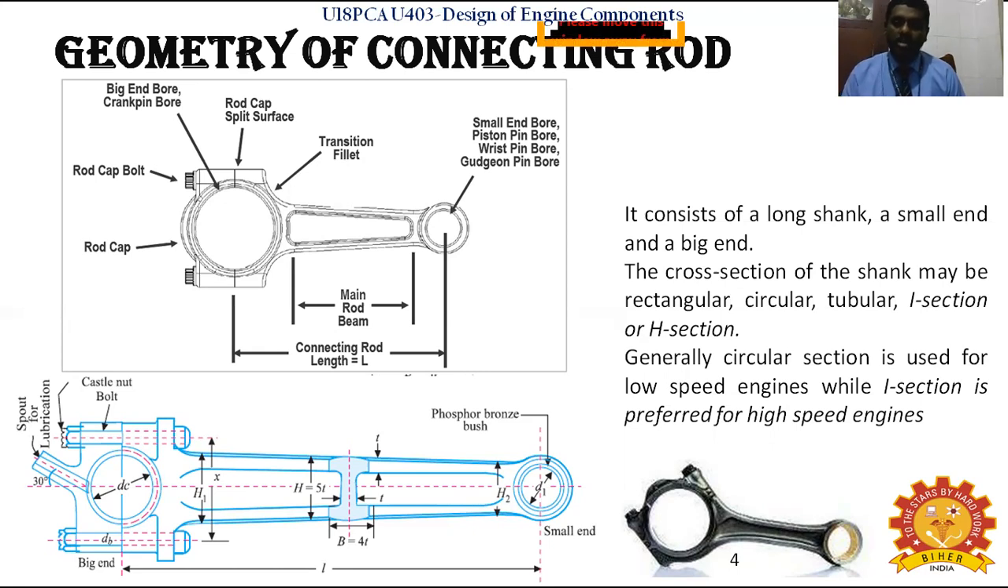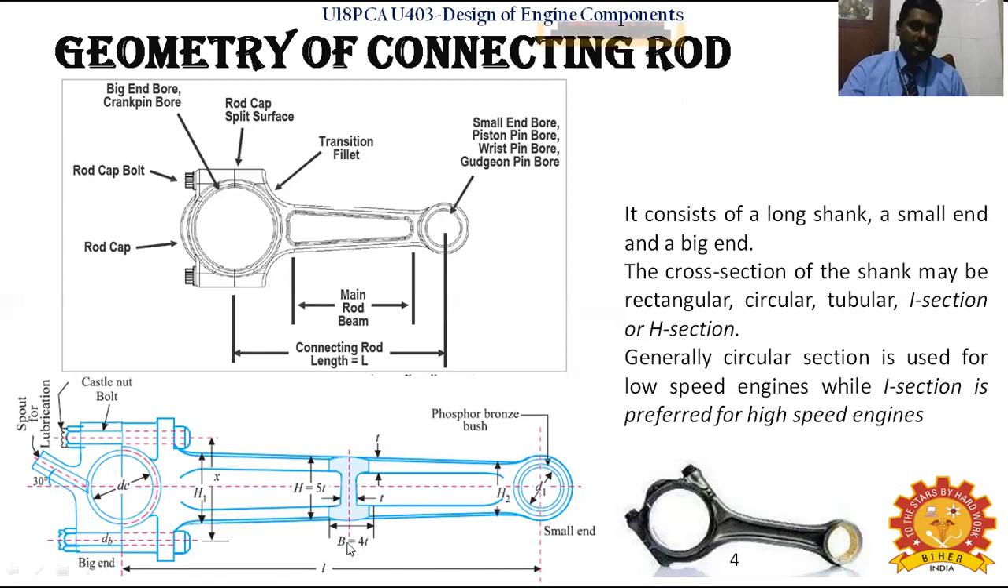Majority is used for an I section, because for a high speed engine, the I section has the compatibility to maintain balancing, so that Ixx and Iyy have similarity. So it is preferred over other sections. The I section is what is mostly preferred, especially for high speed engines.